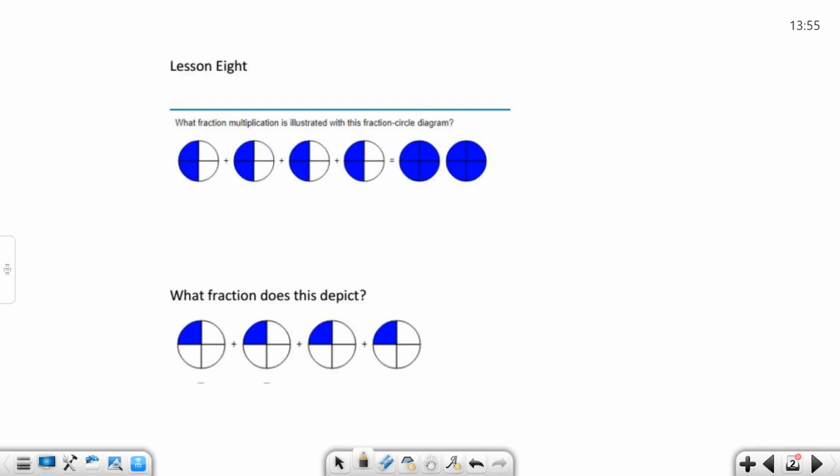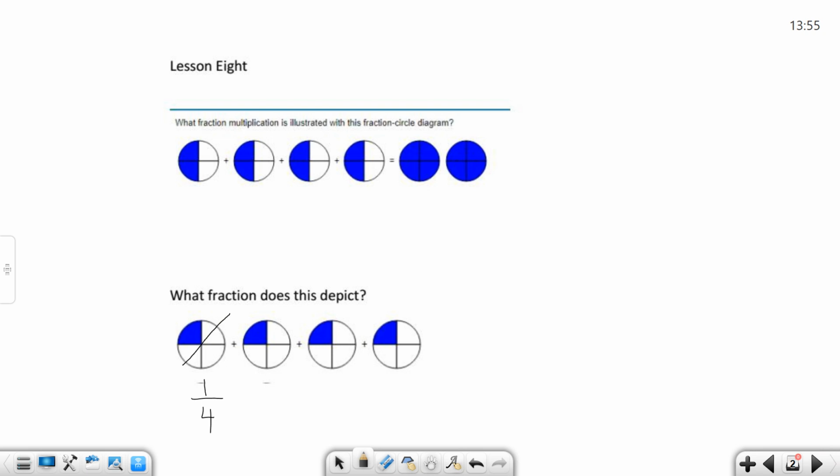Starting lesson 8. The first thing they ask you in the homework this week is to show these circle diagrams. I'm going to start with the bottom one. In this circle, you see that the circle is divided into 4 pieces, and the blue piece is the shaded piece. So this would be 1/4.